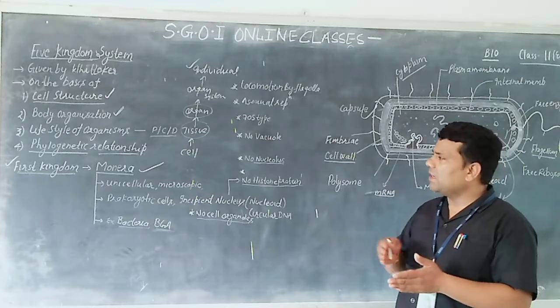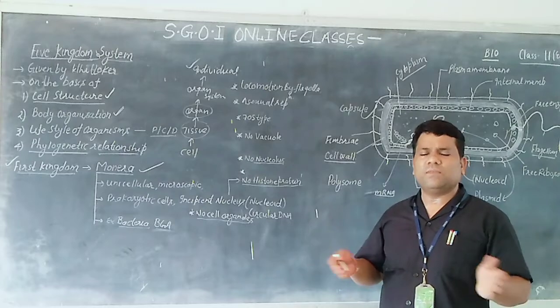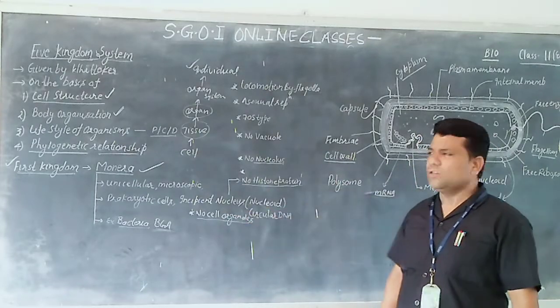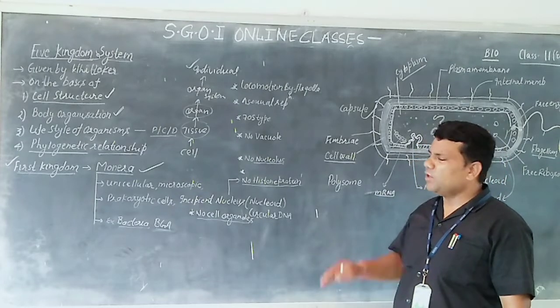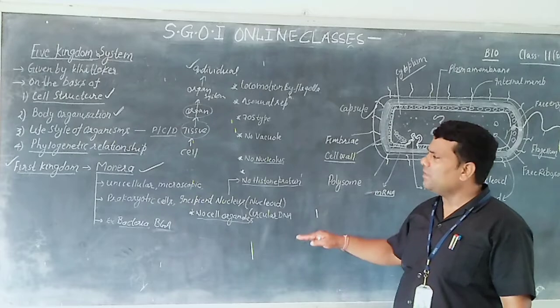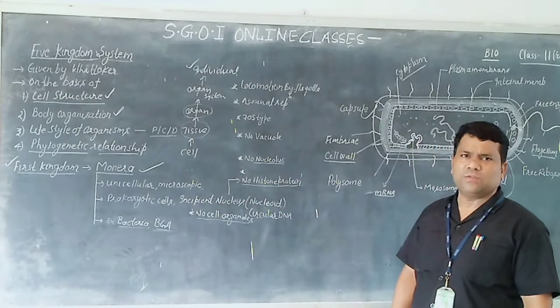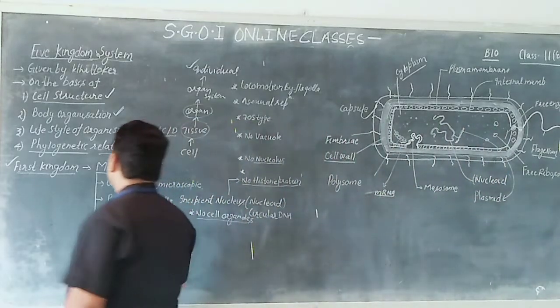Why do we see the characteristics? Because when we see the characteristics of different organisms, these organisms are put into the kingdom Monera. The characteristics are very important, because if we know the characteristics of organisms, we can put them in different types of kingdoms. So here we learn the characteristics of Monera. It is a very important point.